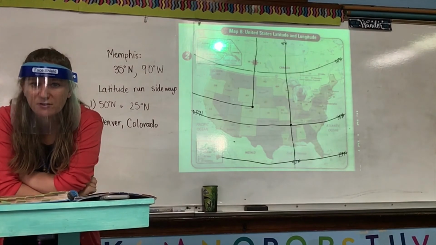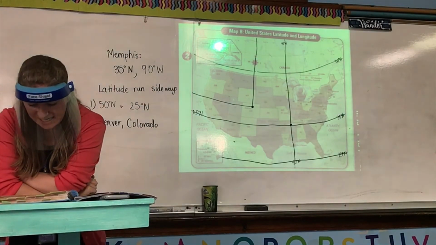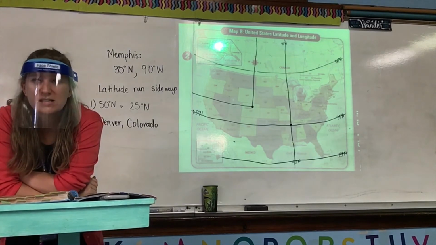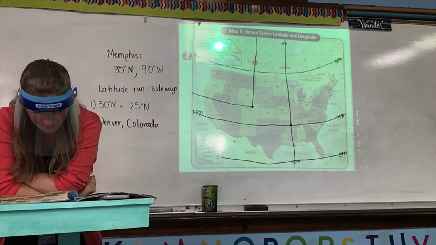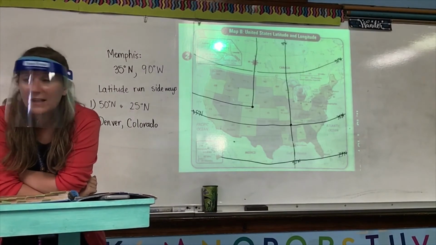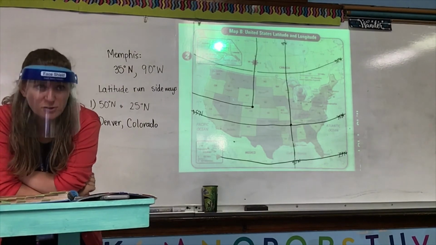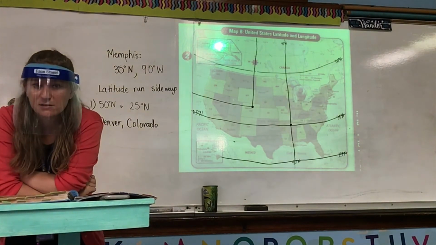Raise your hand if you have found it. So you're finding the city that is near 45 degrees north, 100 degrees west. So put one finger on 45 degrees north, that line of latitude. Put one finger on the line of longitude that is 100 degrees west and move them until they meet.